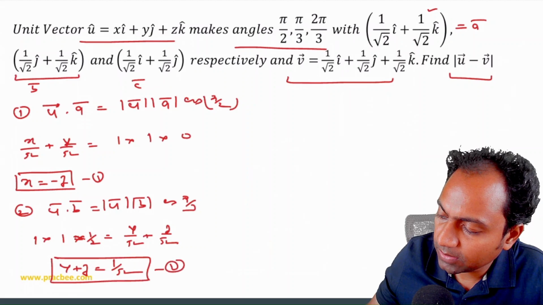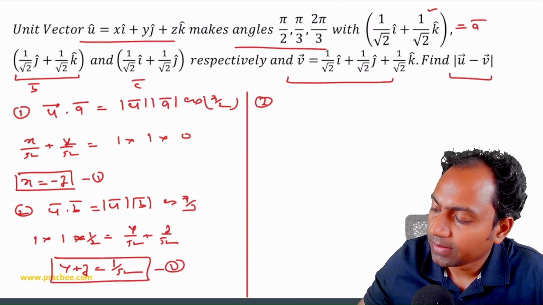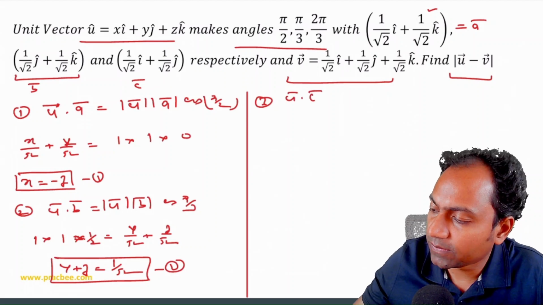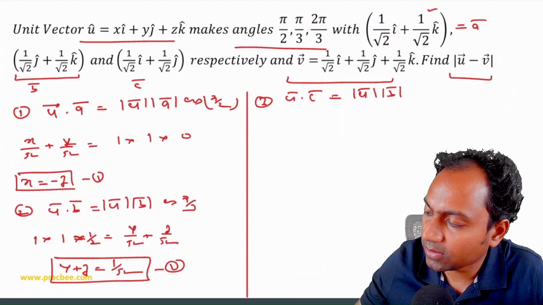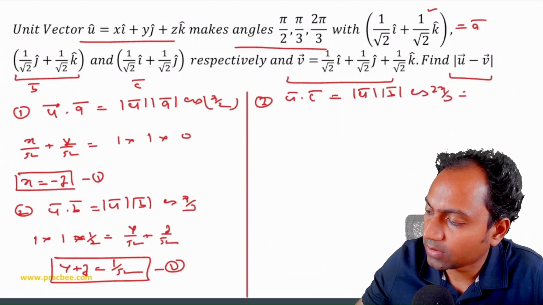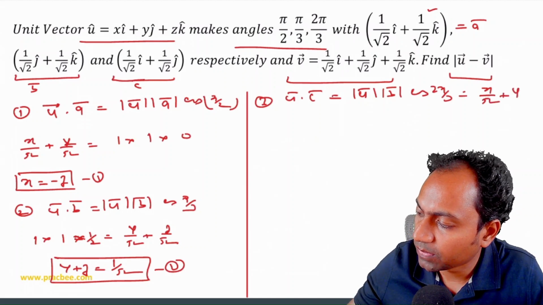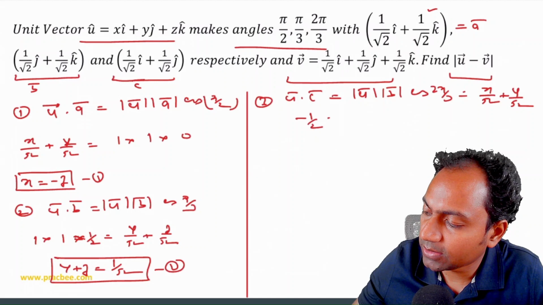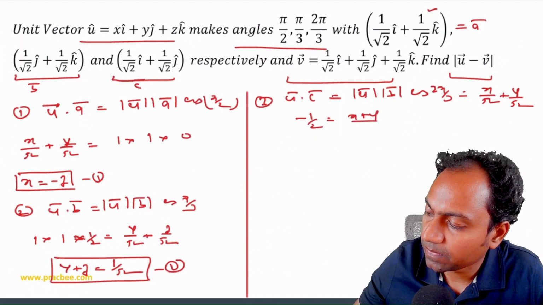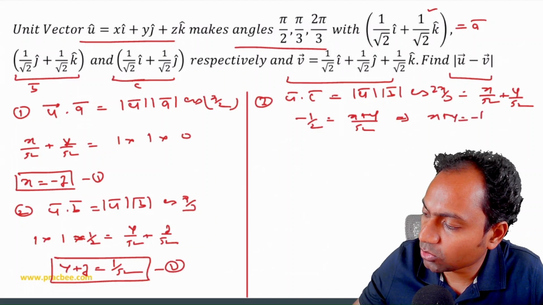In the third part, what we can do is again take u vector dot c vector. Now if I do this, the mod of u vector, the mod of c vector, cos of 2 pi by 3. And you can see here x and y terms are coming. So this is x by root 2 plus y by root 2. So this becomes again nothing but minus 1 by 2. So the value of x plus y comes out to be minus 1 by root 2. Third part.